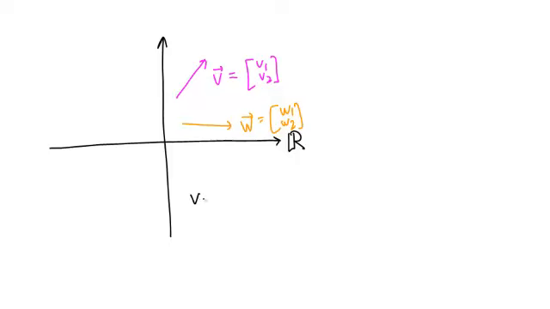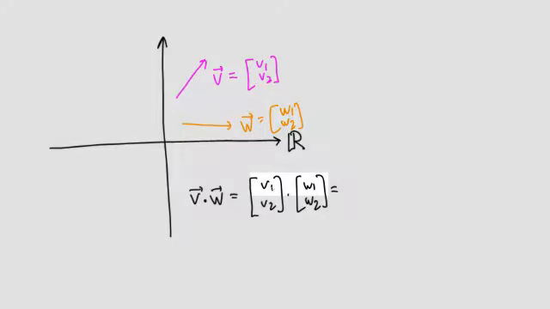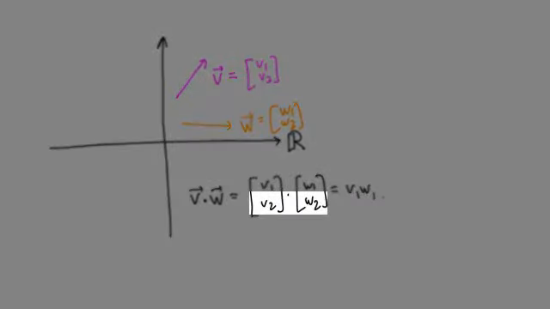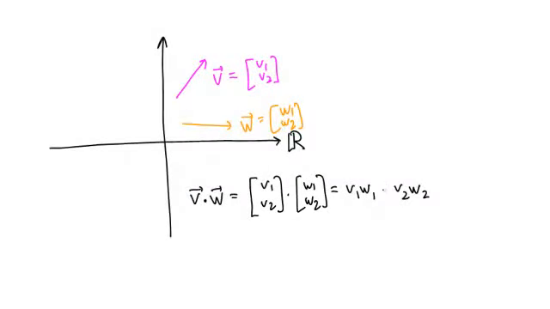then v dot w, their dot product, would just be v1, v2 dotted against w1, w2, and doing what we did in R3, we'd multiply across the top row to get v1 w1, multiply across the second row to get v2 w2, and then add these together. And so this is the dot product in R2. Everything that we learned before still counts in R2.